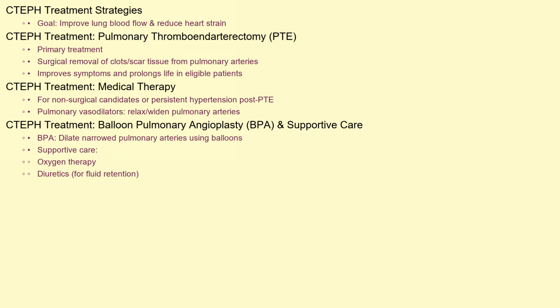For patients who are not candidates for surgery, or who have persistent pulmonary hypertension after surgery, medical therapy can be used. This includes medications called pulmonary vasodilators, which help to relax and widen the pulmonary arteries, reducing pulmonary artery pressure. Balloon pulmonary angioplasty, or BPA, is another treatment option where balloons are used to dilate the narrowed pulmonary arteries. Management also includes supportive care, such as oxygen therapy and diuretics to manage fluid retention.